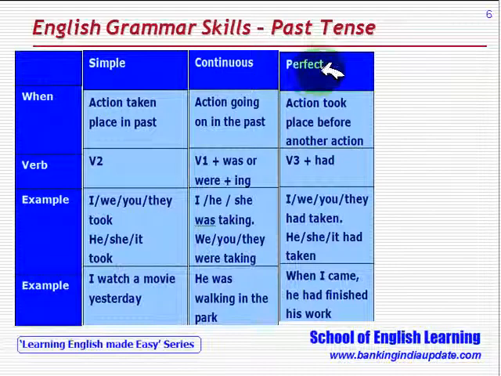Past perfect. So it is used where action took place before another action. Here third form of verb is used along with had. For example, I had taken, we had taken, you had taken, they had taken, he had taken, she had taken, it had taken.